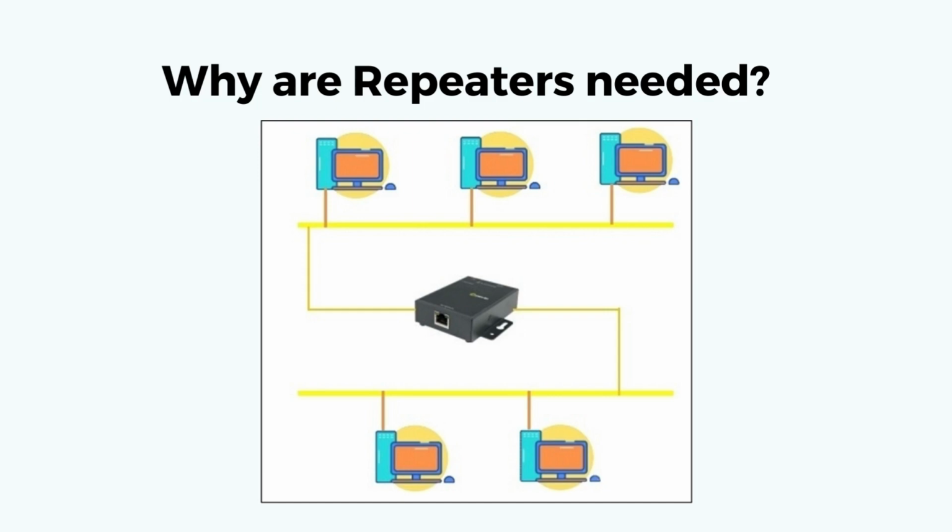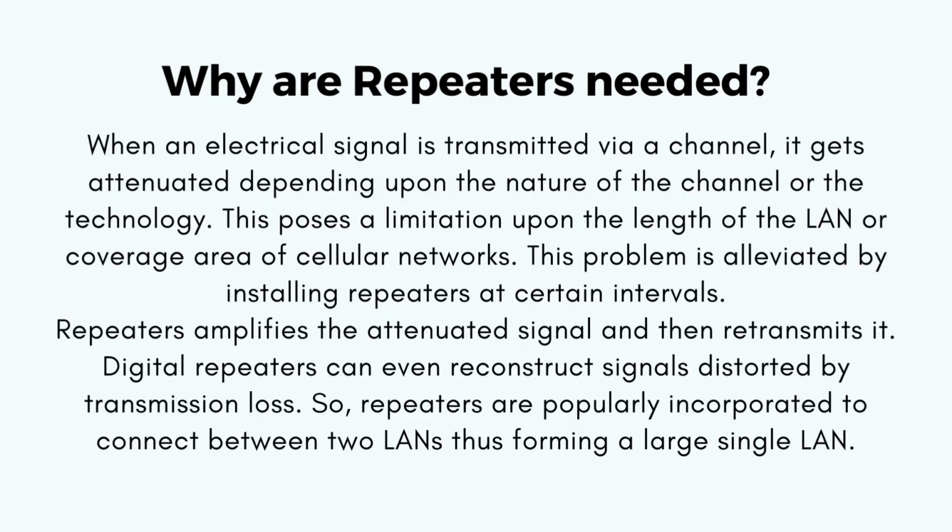Why are repeaters needed? When an electrical signal is transmitted via a channel, it gets attenuated depending upon the nature of the channel or the technology. This poses a limitation upon the length of the LAN or coverage area of cellular networks. This problem is alleviated by installing repeaters at certain intervals. Repeaters amplify the attenuated signal and then retransmit it. Digital repeaters can even reconstruct signals distorted by transmission loss. So, repeaters are popularly incorporated to connect two LANs, thus forming a large single LAN.